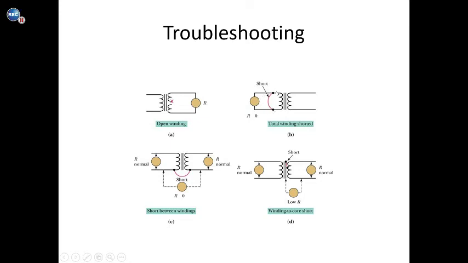If you think that you might have a short, when you measure the resistance, you'll measure very low ohms, and there should be some resistance in all of the turns that make up the transformer. If we have a short in the transformer, that resistance will be less than it should be.